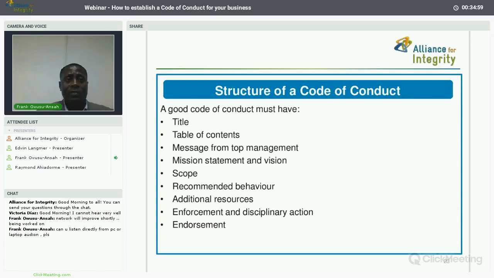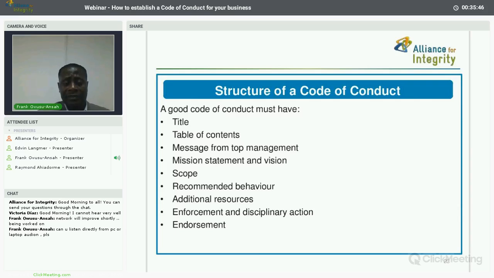Recommended behavior. In the code of conduct, because the code of conduct is bringing together, making it handy for employees, what the rules and regulations, the policy guidelines of the organization are, it's important for the company to outline some of these recommended behaviors, and it has to be a list of them. And employees must be able to refer to them: these are the behaviors that management or the company requires of us. They should be able to refer to it when it comes to resolving issues or when they have grievances that need to be addressed. And even when there are disputes and it comes to settlement, they should be able to refer to what has been stated in the code of conduct.